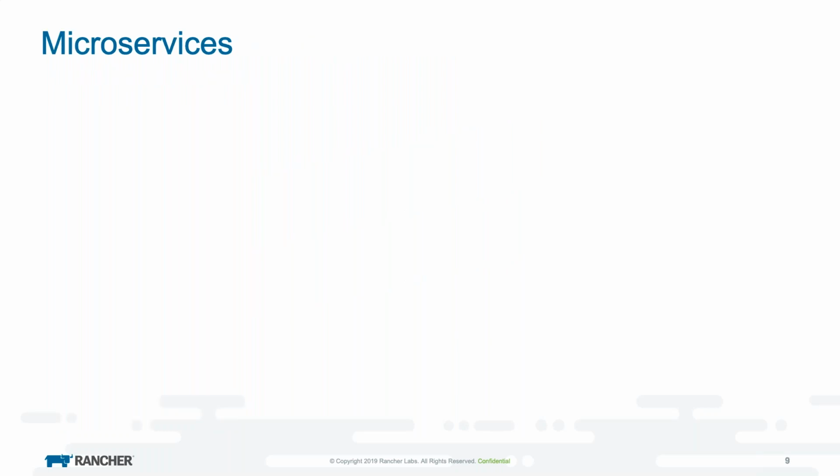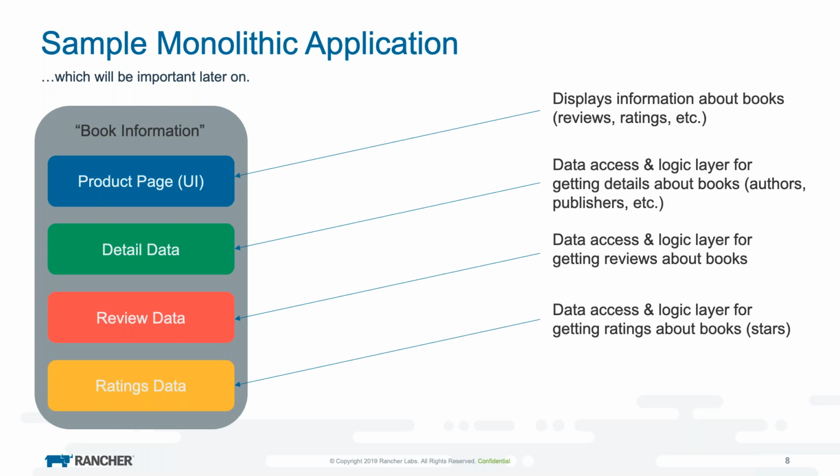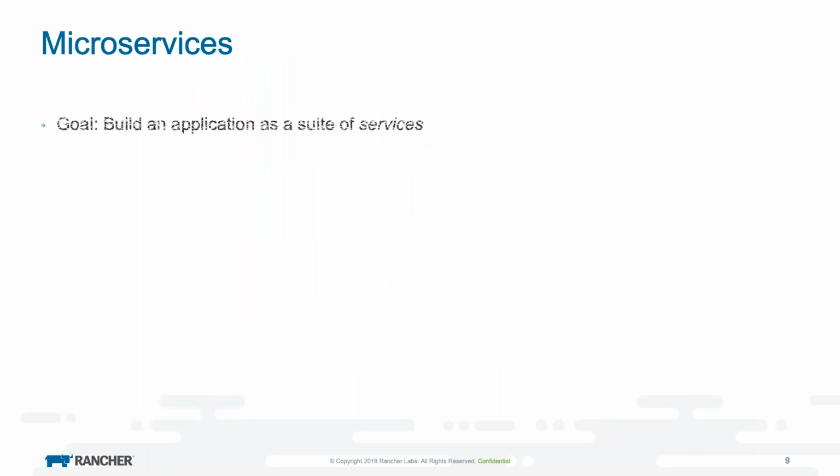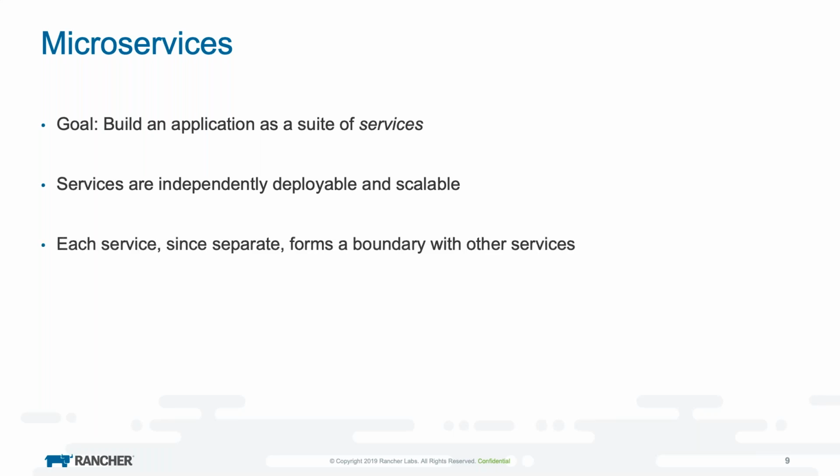So let's talk microservices. We have our sample monolithic application in mind. So let's talk about microservices and why they may make sense. The goal of microservices is to build an application as a suite of services, hence the name microservices. Services are independently deployable and scalable. The goal being that in a microservice architecture, each service, because the services are separate, is going to form a boundary with the other services. That boundary is typically in the form of an API that each service offers.